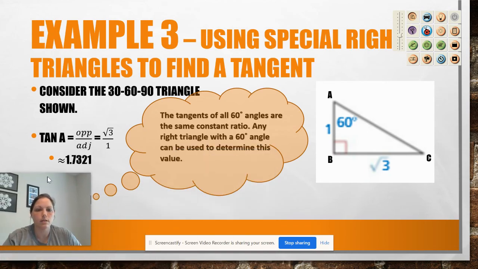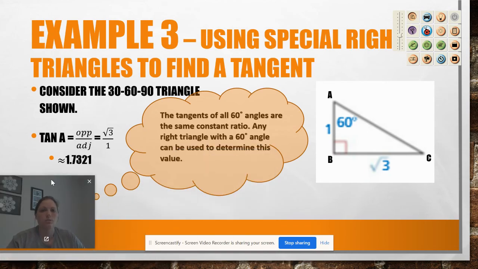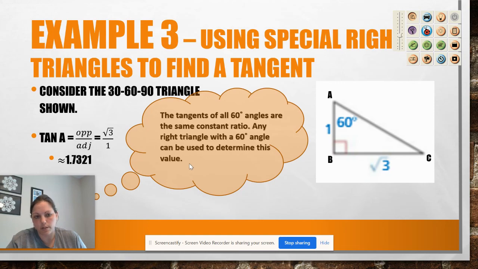Try to get this out of the way. The tangents of all 60-degree angles are the same constant ratio. Any right triangle with a 60-degree angle can be used to determine this value. So it's constant, any triangle.